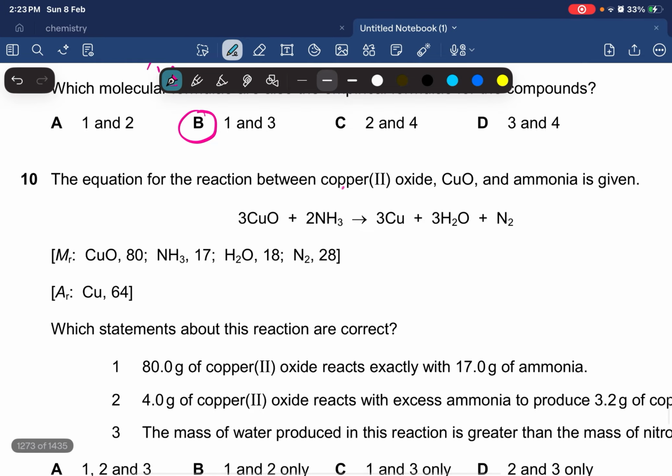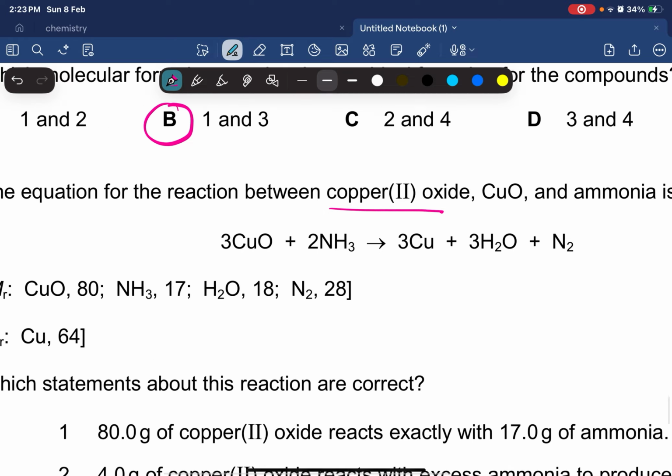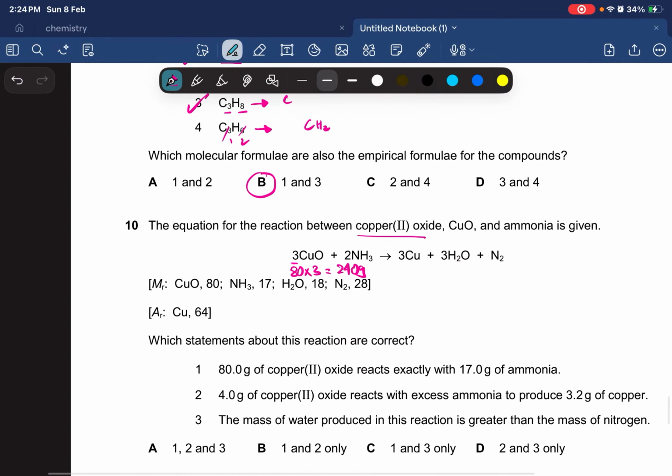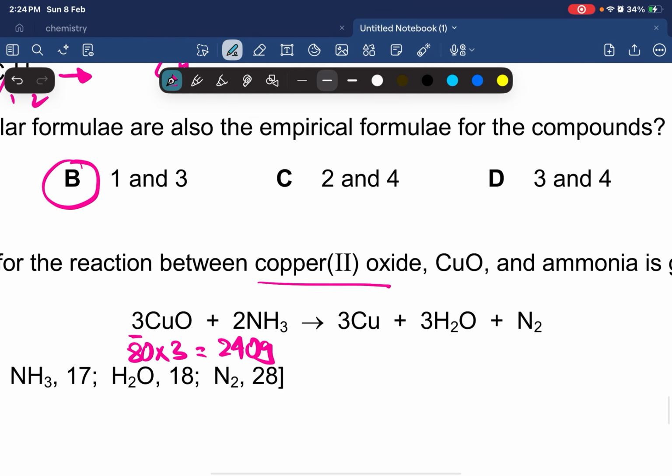The equation for the reaction between copper(II) oxide and ammonia is shown: copper oxide and ammonia forming these products. Which statements about the reaction are correct? 80 gram of copper oxide reacts with 17 gram of ammonia. 80 grams, over here there are 3 moles. So 80 times 3 gives me 240, yeah? 240 grams of copper oxide is going to react with how much ammonia?